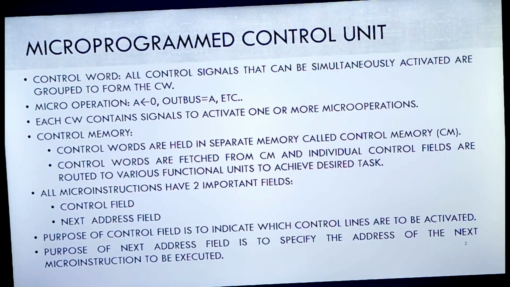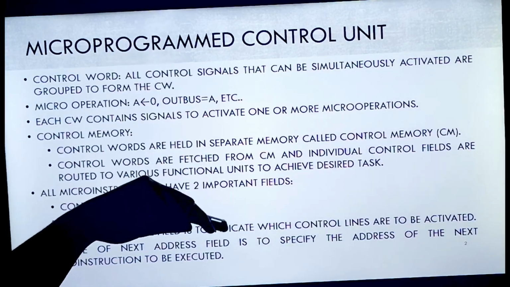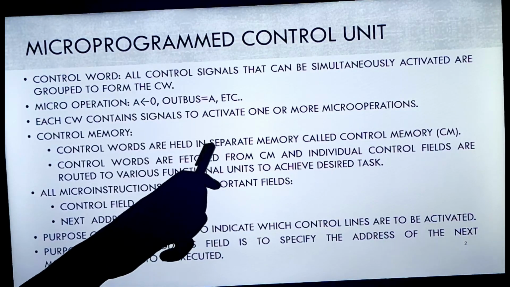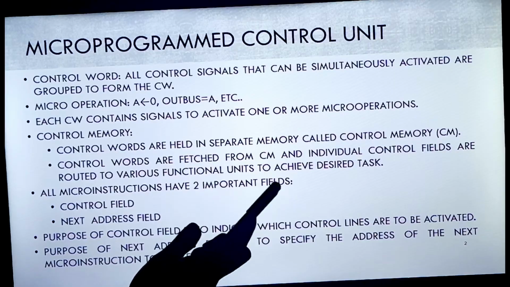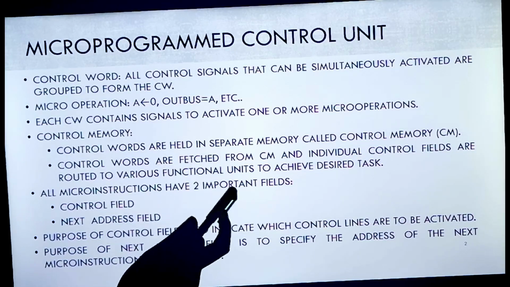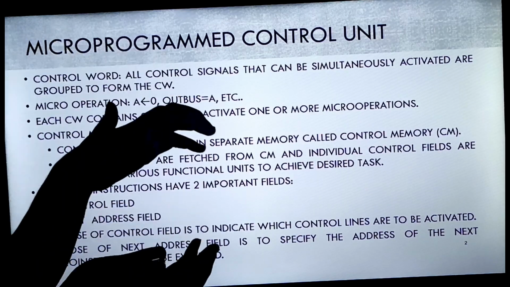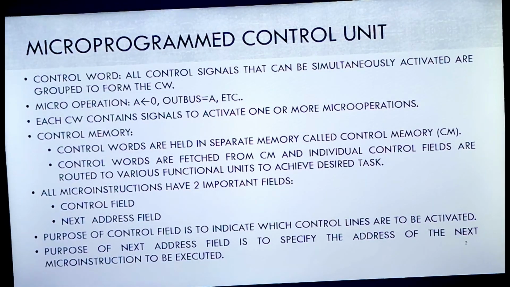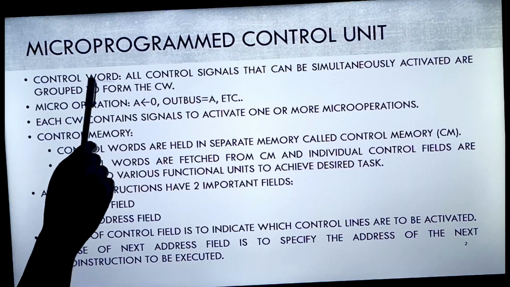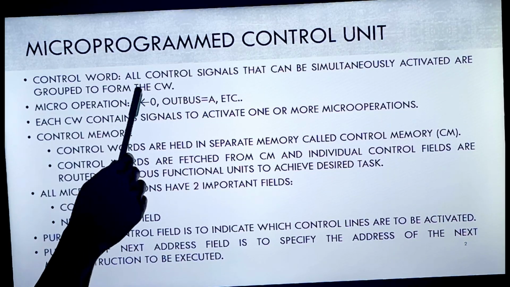You understood that? Now, the set of all control signals which are necessary to perform an operation, for example for Booth's algorithm we need C0 to C9, this set of all control signals which are necessary to perform a specific task is known as the control word. You understood the term control word?